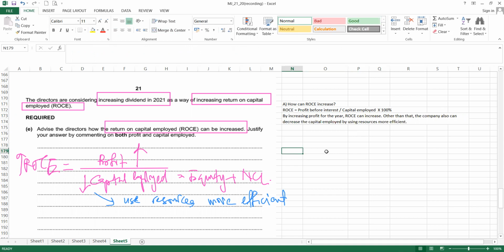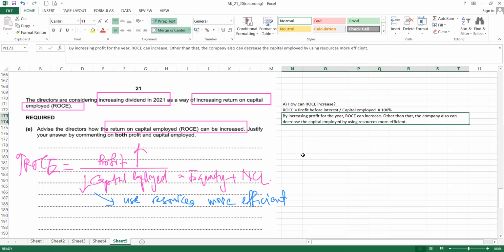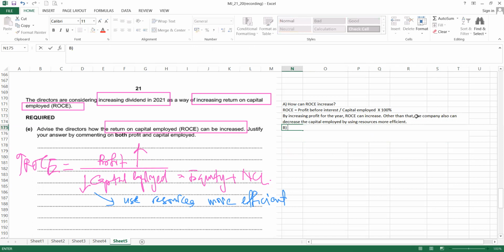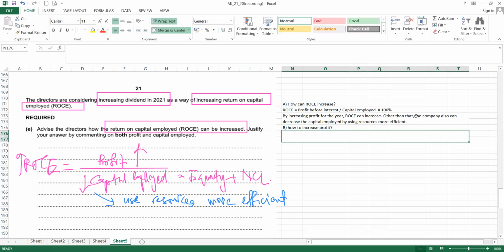Okay, now next, not yet finished the question. The total marks allocated is 5 marks. So next is to justify your answer by commenting on both profit and capital employed. These two, we already commented on. How do we want to increase the profit? So now B, how to increase profit. This is a question that we have to ask ourselves.